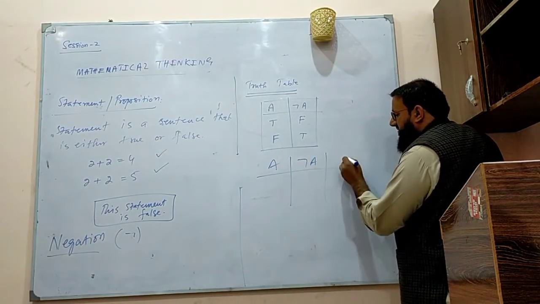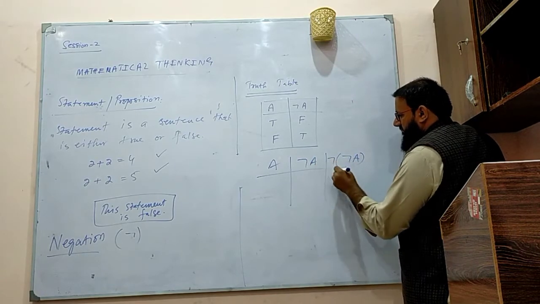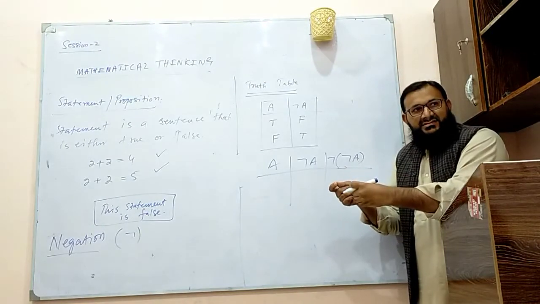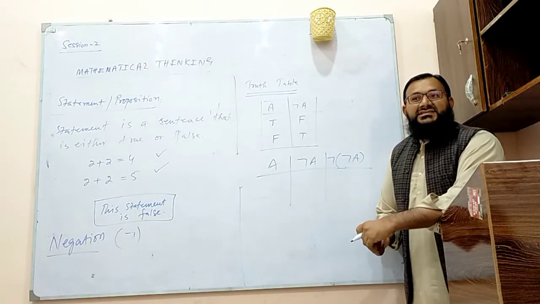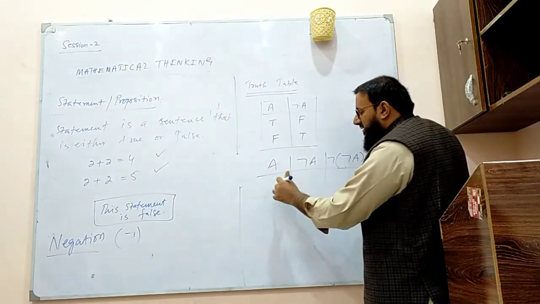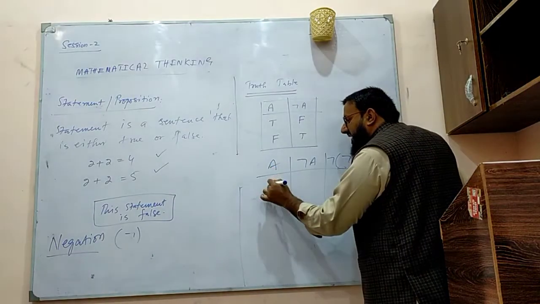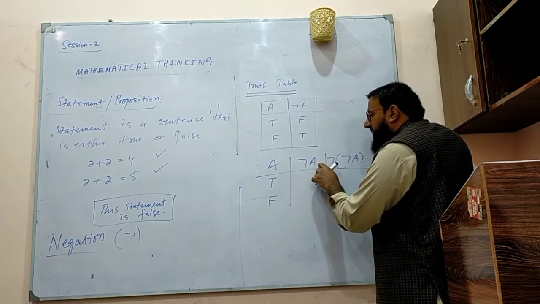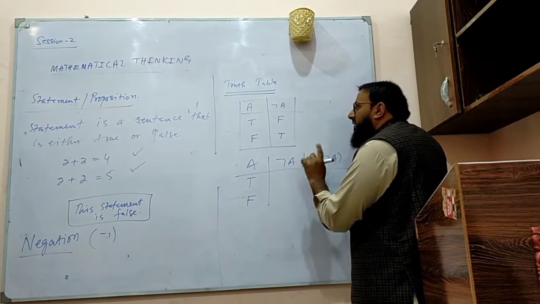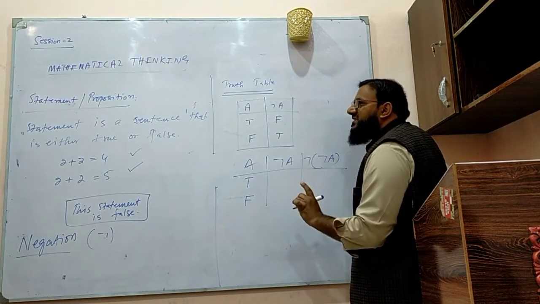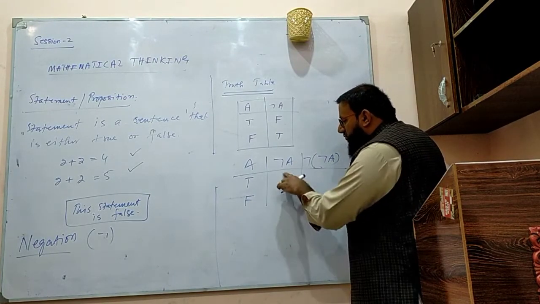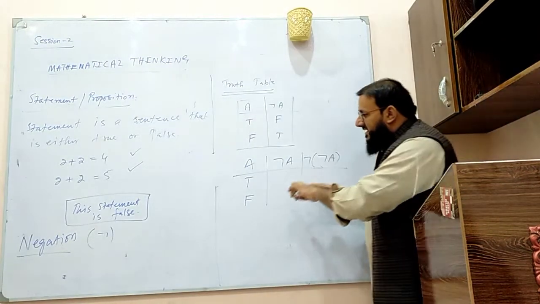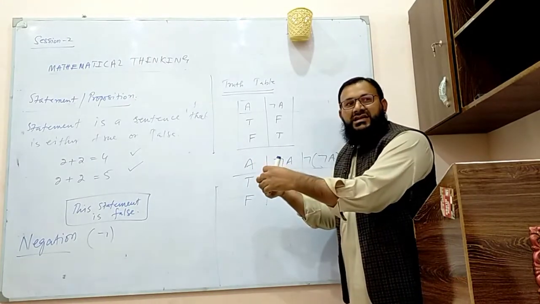How about this? Negation of negation of A, the double negation. It means you negate the sentence and then you negate the sentence again. What are the possibilities for statement A? It can be true or it can be false. What are the possibilities for the negation? False, true. You will not write the possibilities for negation, but you will deduce them from this information.